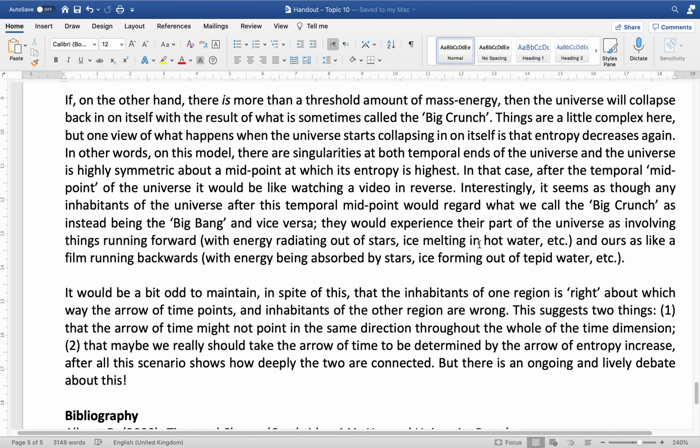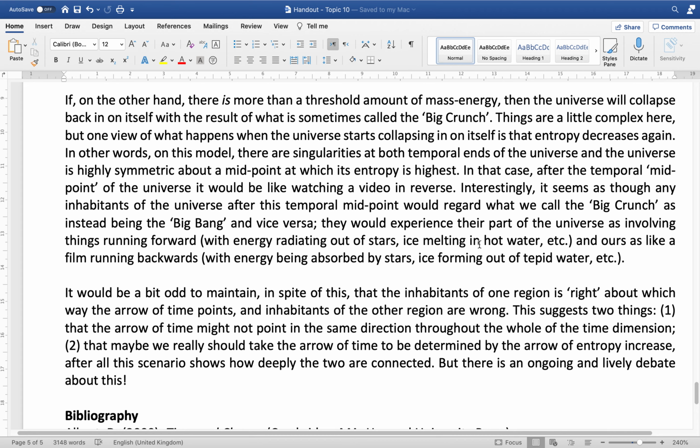So you could see this as a view in which there are singularities at both temporal ends of the universe, the Big Bang and the Big Crunch, and the universe is symmetric around some midpoint where its entropy is highest. So, if you like, we have the Big Bang, entropy increases, the universe expands and cools, but then you get to a tipping point where the universe starts collapsing in on itself again, so it contracts and heats up.